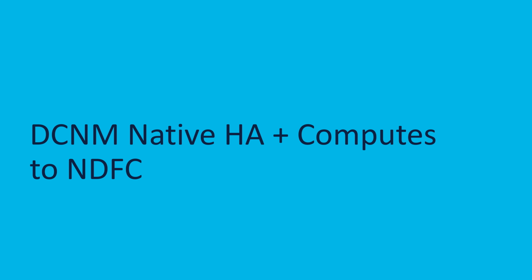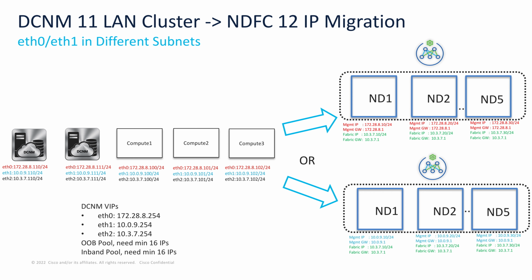Now what happens when we have the DCNM native HA plus computes and we want to migrate this to NDFC? This is how it looks like. On the left we have 5 nodes, and in this particular example we are using different subnets. So we have ETH0 and ETH1 in different subnets, and we're using ETH2 as well. So our DCNM virtual IPs are listed here.